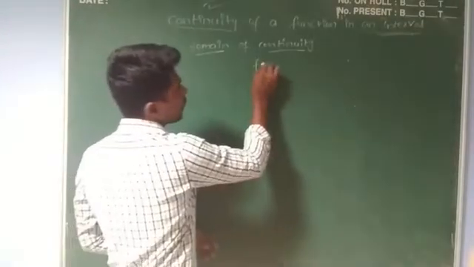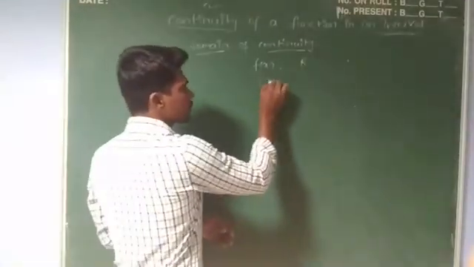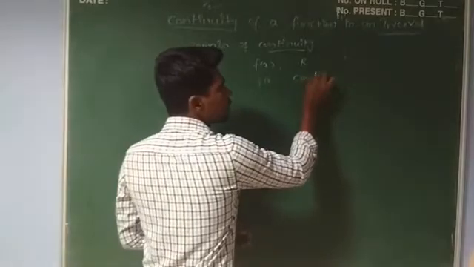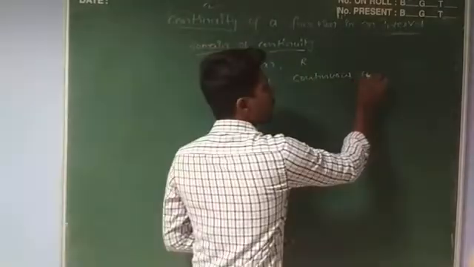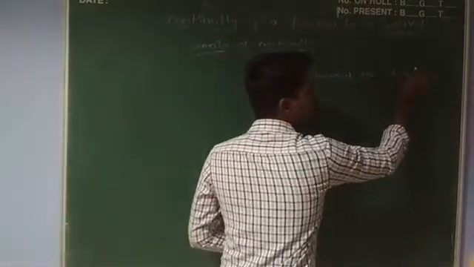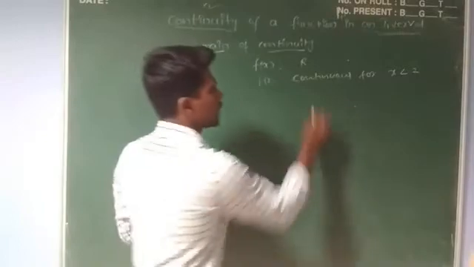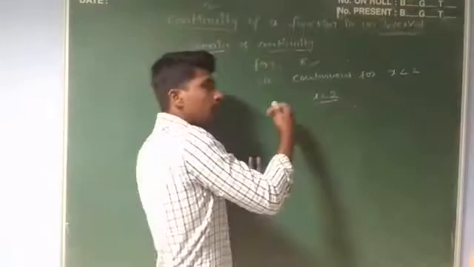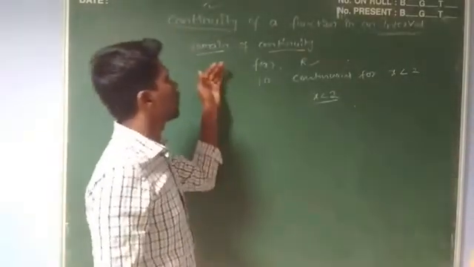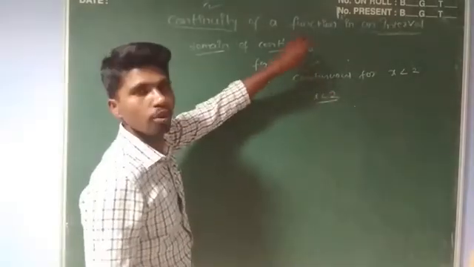Suppose a function f of x is defined in real numbers and the function is continuous for all x less than 2. So the domain of continuity is x less than 2. This is the domain of the given function, and where the function is continuous is called the domain of continuity. So the domain of continuity is always a subset of the domain of the given function.